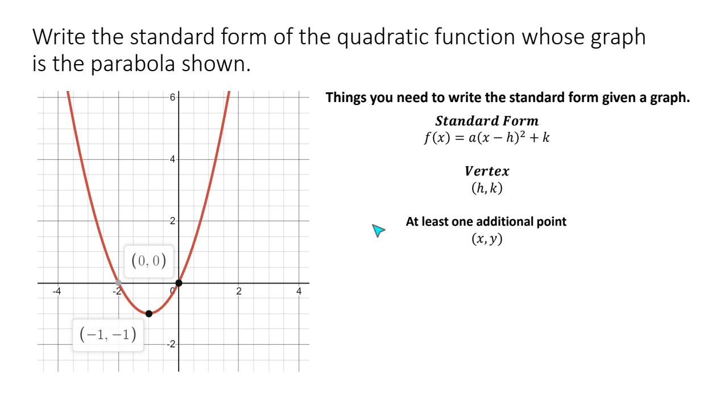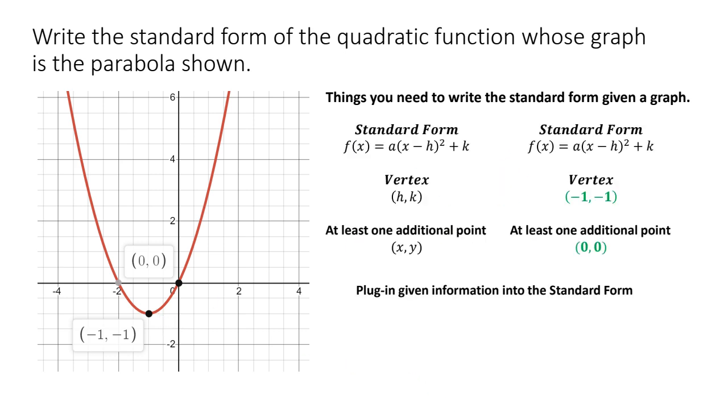So these are the things that we need. And so let's see if we have that information. So the vertex is negative 1 and 1. At least one other point. You want to pick a point on the graph that you know for sure. So in this case, I can pick 0, 0.